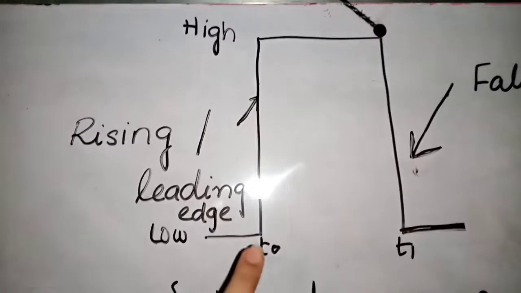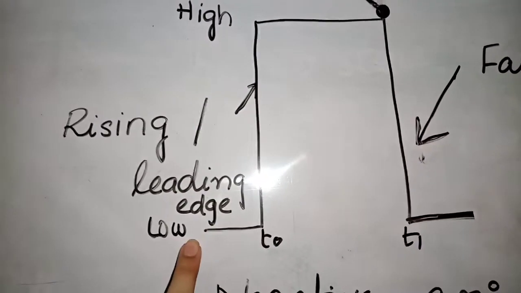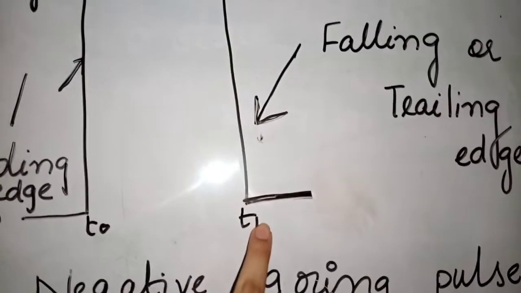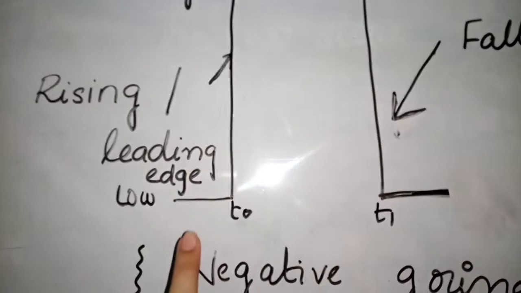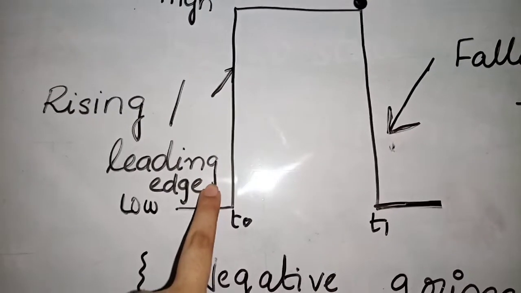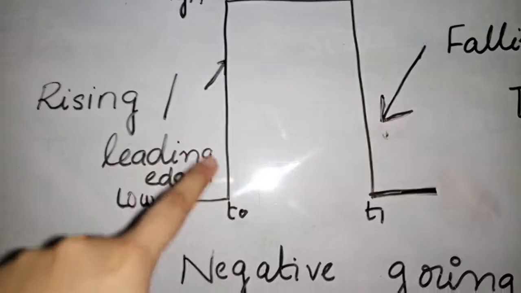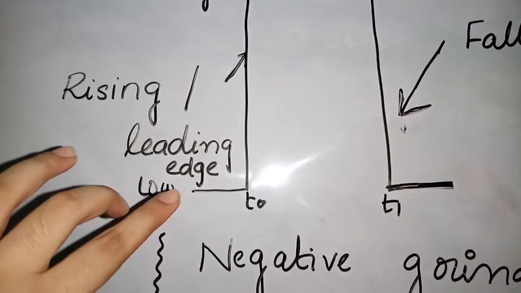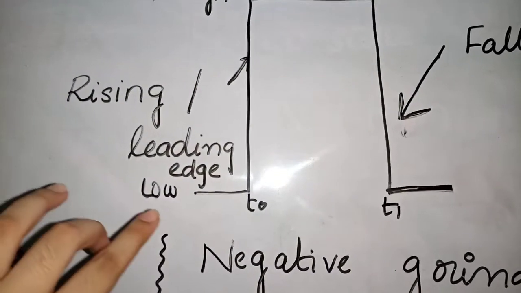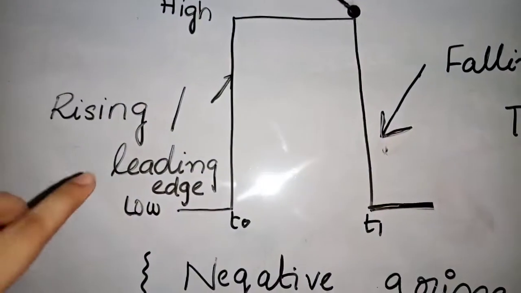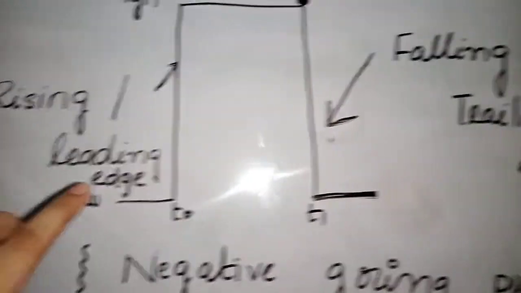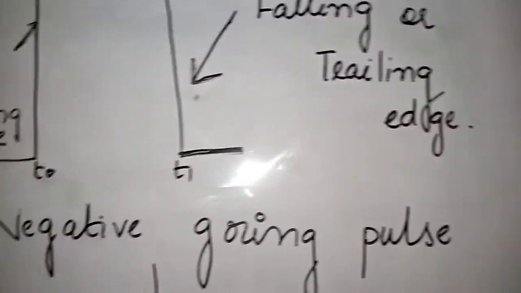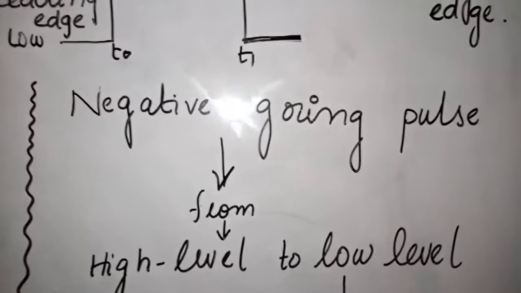Okay, so see, at time t0, the state is low. Then the state rises to high and then comes back to the low state. This edge is called the leading edge. Why is it called the leading edge? Because it is coming first. And why is it called a rising edge? Because at this level, from low level, the level is rising to high. So this is called a rising edge or a leading edge, while this is called a falling edge or a trailing edge.